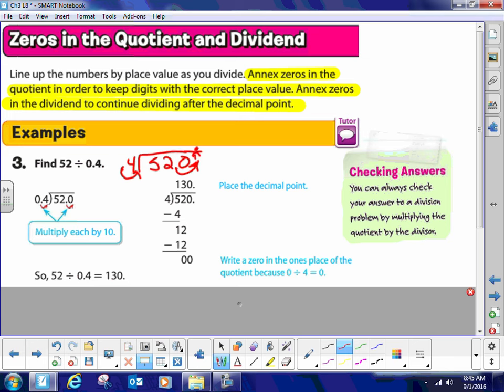Okay, that's what they did here. It's just what they were showing you here. It's the same idea. They multiplied both things by 10, and that's all that we did here. All right, they did the math for us, and they came up with that 4 divides into 520, 130 times. So 52 divided by 0.4 is 130.